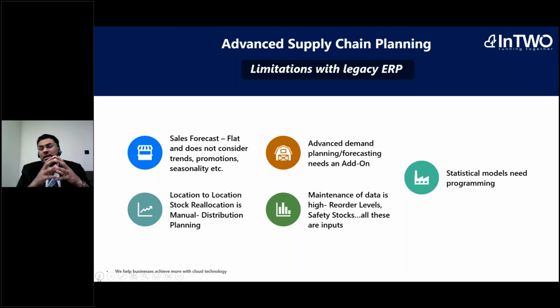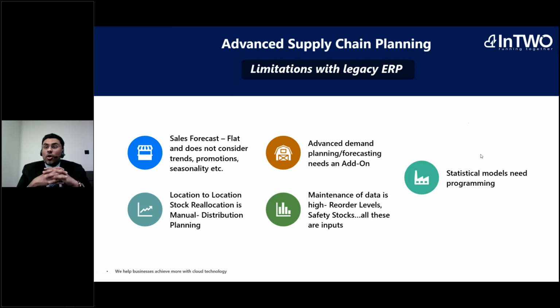Maintenance of data is high, which means reorder levels, safety stocks, all these are inputs into the system. What we obviously need, and supply chain managers listening to me right now would agree, is that we need a science, we need AI, we need algorithms to help manage this based on the trends that we input.